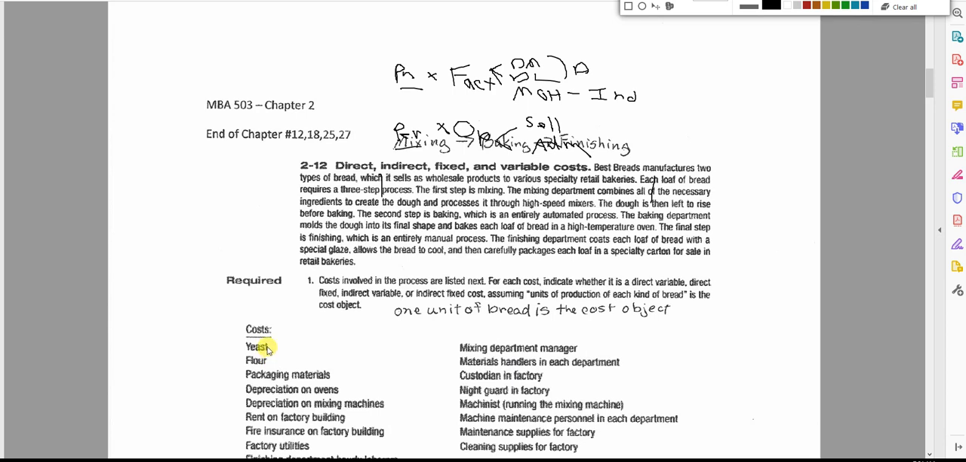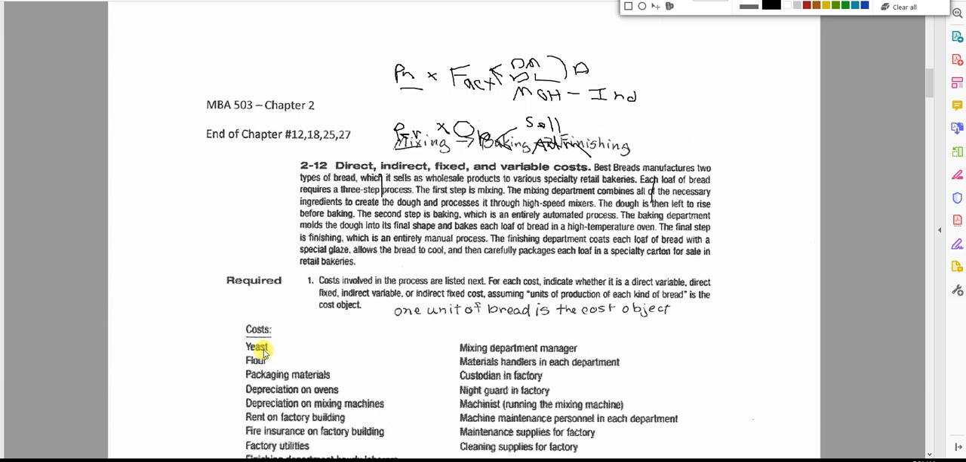So first one, we're going to figure out if it is direct variable, direct fixed, so whether it's fixed or variable, or indirect variable or indirect fixed, assuming the units of production of each kind is the cost object. So basically our cost object is a bread. Okay, so first of all, it looks like we might not have any period costs in this one. Okay, so we'll just go through the yeast.